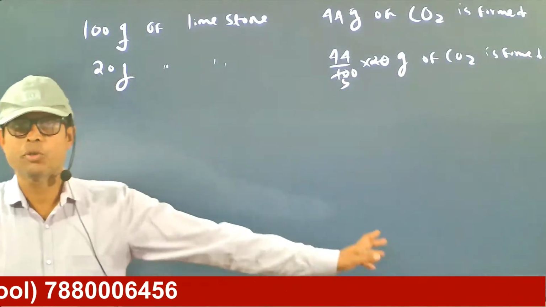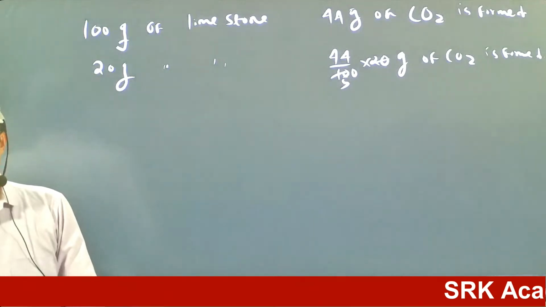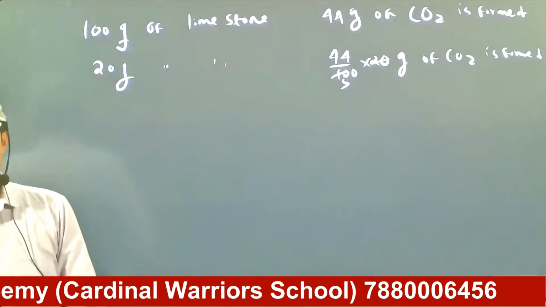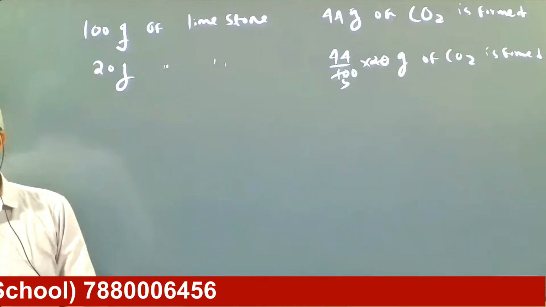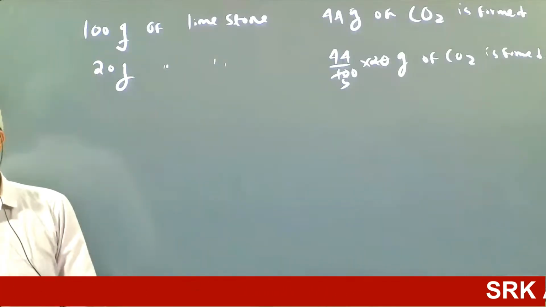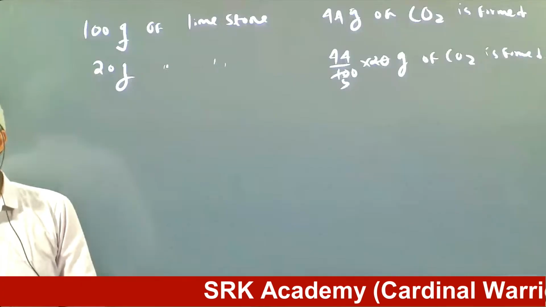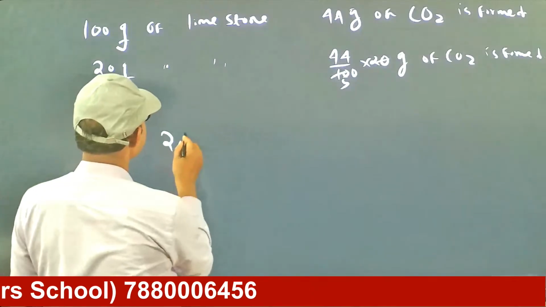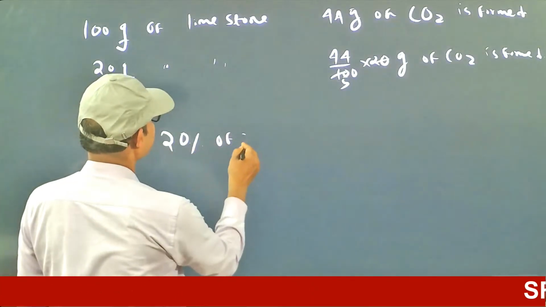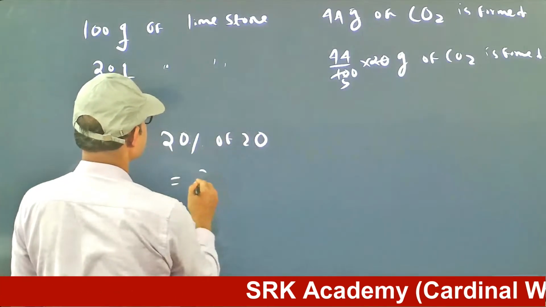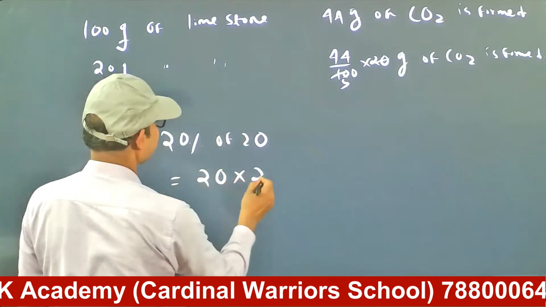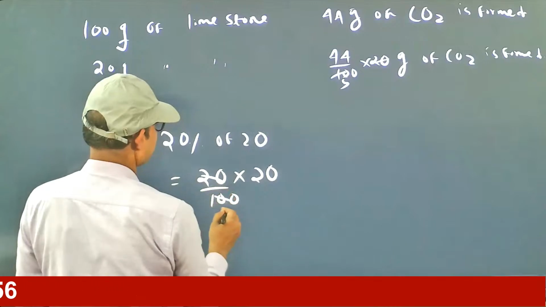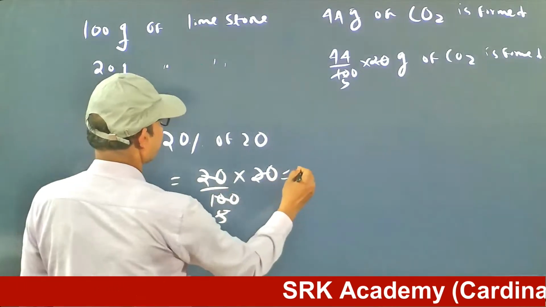Right. So 20% of purity means what? How much is 20% of purity? Come on. 20% of purity कितना होता है? 20 gram of 20%. 20% is of 20. How much is it? 20 into what? 100. So this is equal to how much? 4 gram.